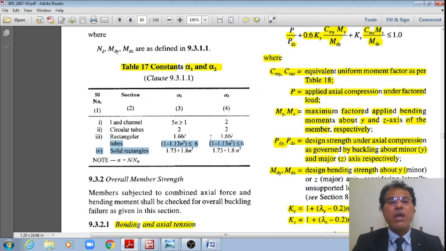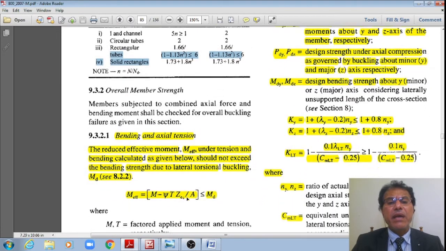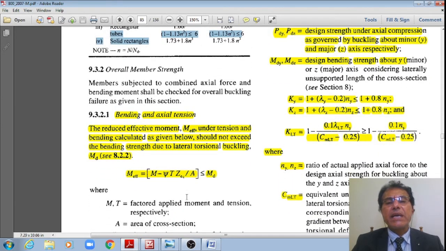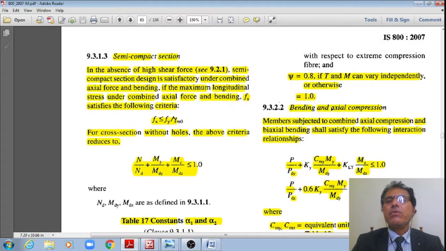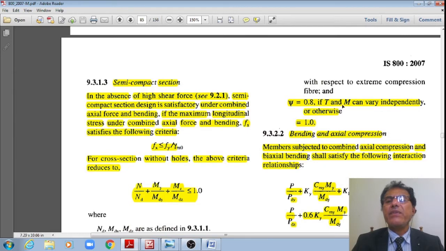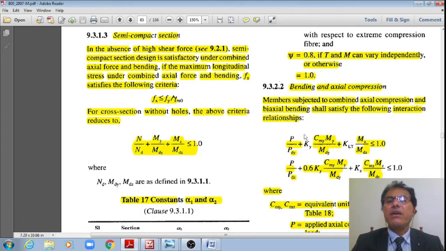And about the overall member strength for bending and axial tension, M effective is equal to M minus psi T Zec divided by A, should be less than or equal to Md. Where psi is equal to 0.8 if T and M can vary independently, or otherwise it is equal to 1. And for bending and axial compression, if both are there, then it should be given by this interaction formula: P divided by Pdy plus Ky multiplied by Cmy My divided by Mdy plus Klt Mz divided by Mdz should be less than or equal to 1.